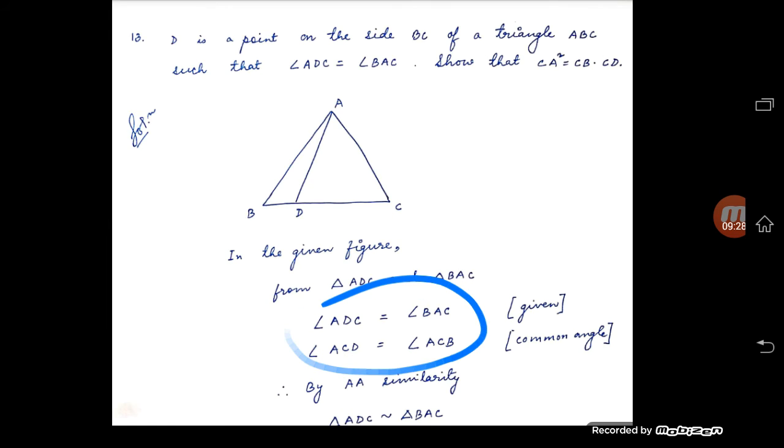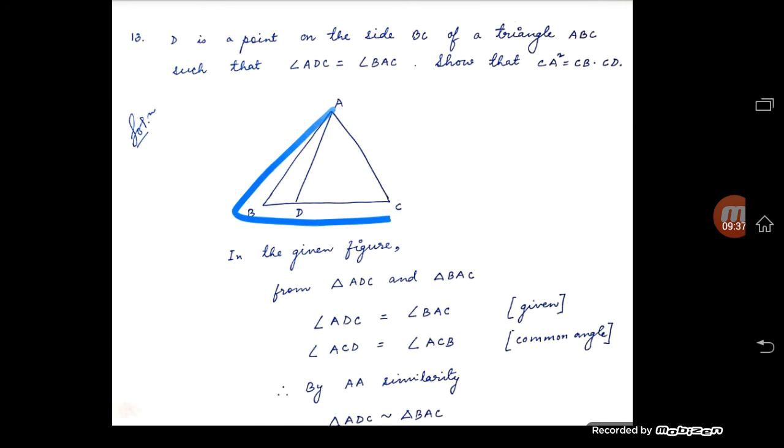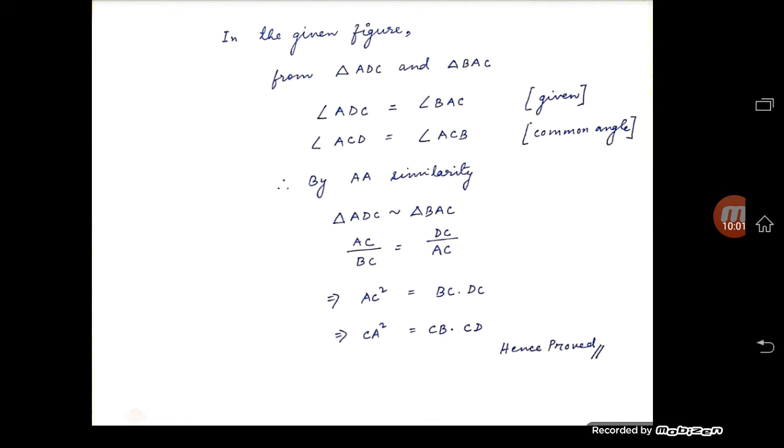So using these two conditions and using AA similarity, what does AA similarity say? If in two triangles, two angles are equal, then those two triangles are similar by the AA criterion. So here two angles are equal, then by AA similarity we have triangle ADC is similar to triangle BAC. We have these two triangles similar. Now, since the two triangles are similar, what can we say about the sides? The sides of both the triangles will be in the same ratio.